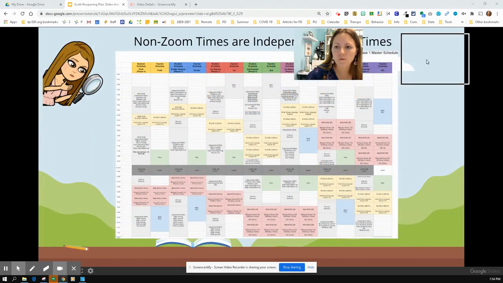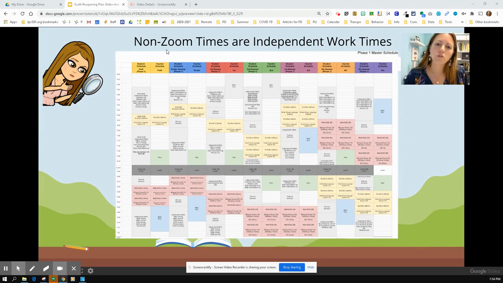All right, so the times that aren't on Zoom are independent work times or also pull-out minutes. So here's what our master schedule looks like, and it has the student schedule and teacher schedule. So you can see these gray blocks of time. They are for independent work times and occasionally for pull-out minutes for special education. But if a student is not in special education, that is independent work time. So in these blocks of time, we designated as guidelines what the activities are that students should be working on to help build the student schedule for families.